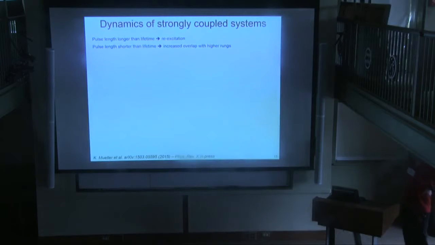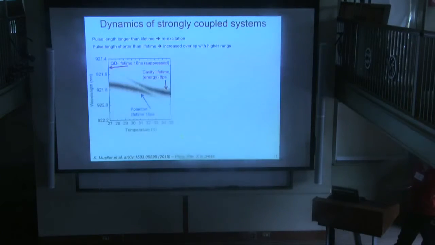Now, one thing that we have neglected so far is the lifetime of the states compared to the pulse length of our laser that we use to measure G2(0). And if the pulses are too long, longer than the polariton lifetime, we will re-excite the system. So there's a probability that with one excitation pulse, we do get 2 photons out, but in 2 separate processes. Whereas if we make the pulse too short, we have an increased overlap, because of the spectral width, to higher rungs.